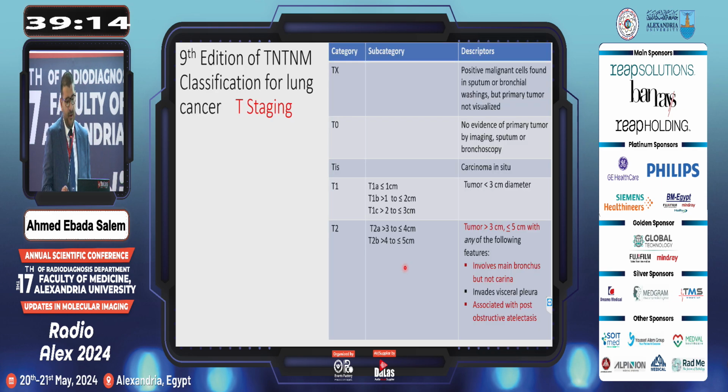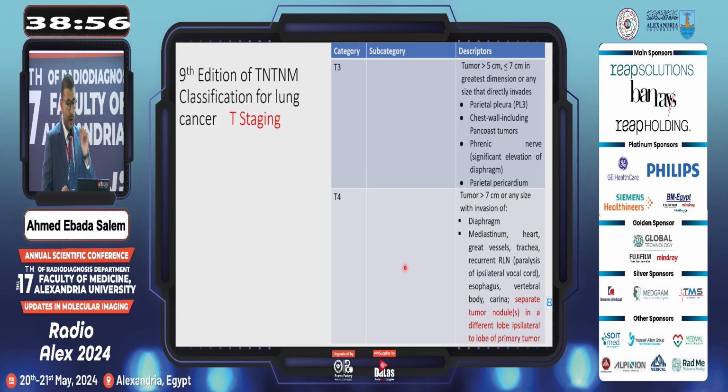So, the ninth edition of the TNM staging: it's very important to understand the TNM concepts. T2 tumors are tumors larger than 3 centimeters but less than or equal to 5 centimeters, and may involve the main bronchus and can be associated with post-obstructive atelectasis. T3 tumors are by definition more than 5 centimeters but less than 7 centimeters. They may involve the pleura and chest wall. They may lead to phrenic nerve paralysis. T4 staging is any tumor above 7 centimeters, which has invaded into the carina or diaphragm, as well as nodules in the ipsilateral lung.